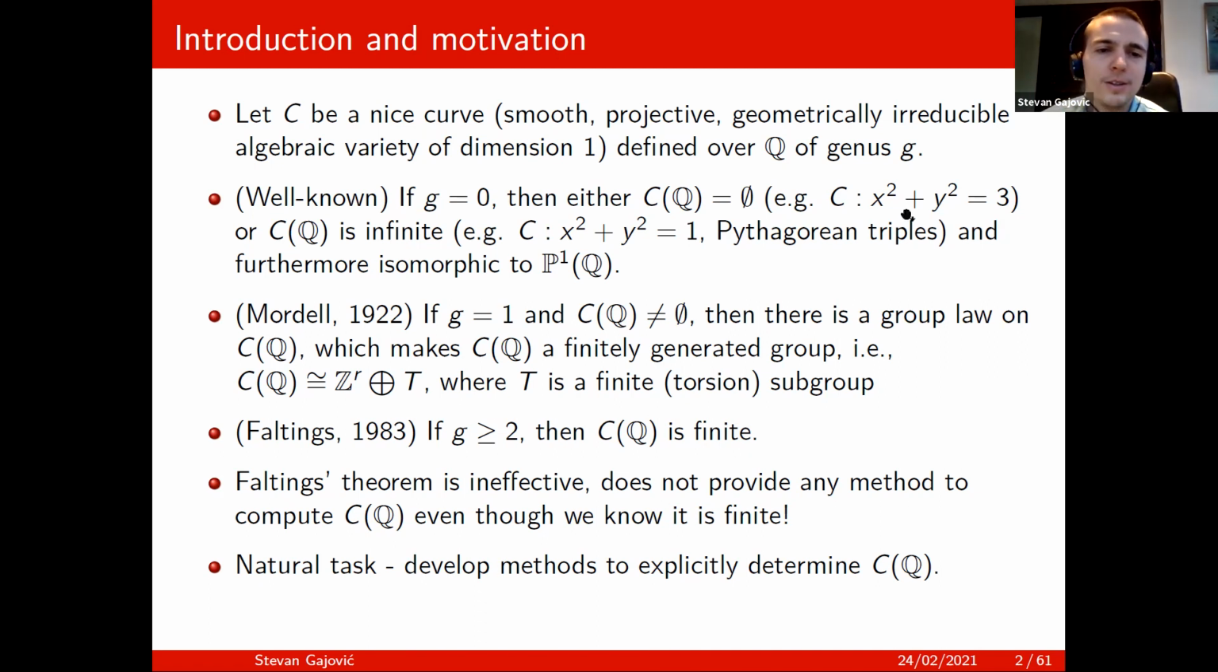Then things get more interesting in higher genus, for example in genus 1. To avoid worrying about empty sets, we assume that there is at least one rational point. Then we can create a group law on the curve C, and we call C an elliptic curve. Then Mordell proved that this abelian group law forms a group of finite rank. So this group of rational points is isomorphic to Z to the r, where r is called the rank of this elliptic curve, plus a torsion subgroup.